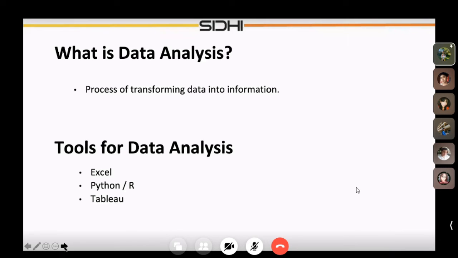The last tool for data analysis, obviously it's not all about just crunching the numbers. Sometimes you also want to tell meaningful stories from visualizations. So we could use Tableau or maybe Excel charts also. So this is the last tool.